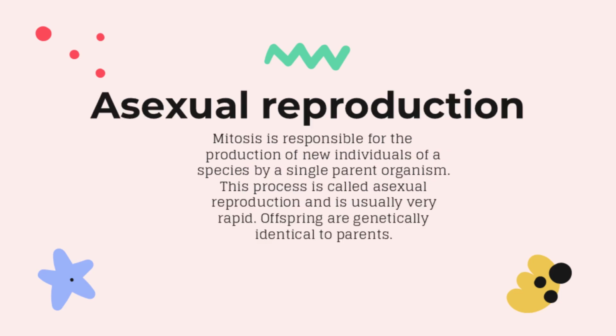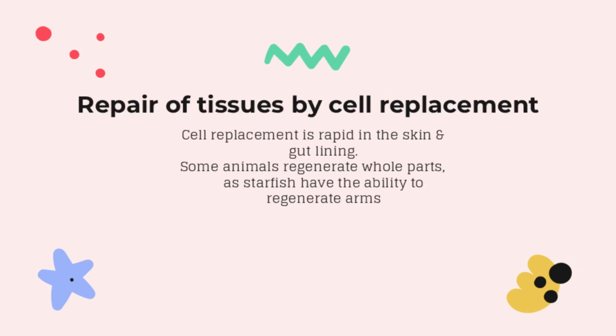Asexual reproduction. Mitosis is responsible for the production of new individuals of a species by a single parent organism. This is called asexual reproduction and is usually very rapid. Offspring are genetically identical to parents. Repair of tissue by cell replacement. Cell replacement is rapid in the skin and gut lining. Some animals regenerate whole parts, as starfish have the ability to regenerate one of their arms.